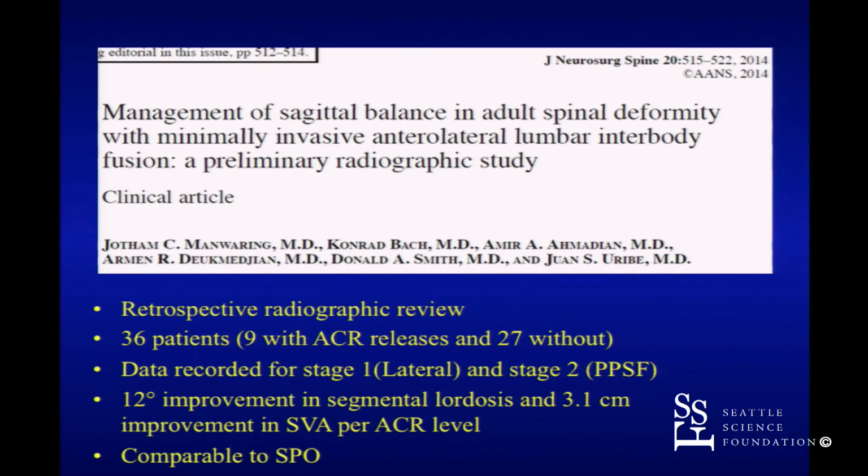That was just a small case series, but there was a decent retrospective review published recently with 36 patients. They had 2 groups of patients: the ones that had anterior column releases and lateral interbody fusions, and the ones that did not have anterior column releases. They recorded the data for both stages of the procedure. The first stage was a lateral part, and the second stage was a posterior part. They found a 12-degree improvement in segmental lordosis and a 3-centimeter improvement in SVA per anterior column release level that they did, which is really impressive. So they actually got some good correction, and those numbers are comparable to what an SPO can get you.